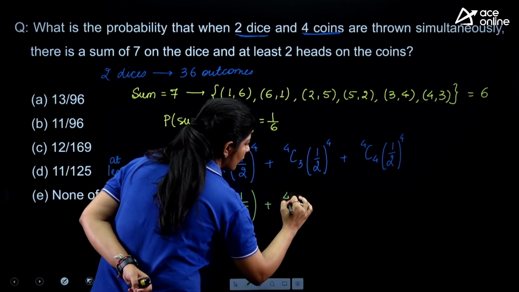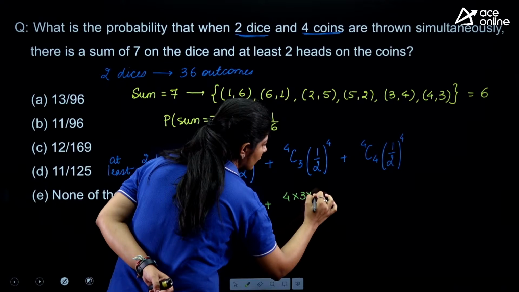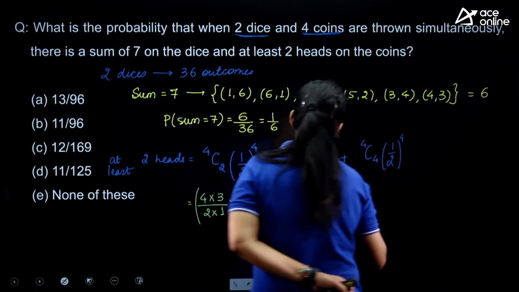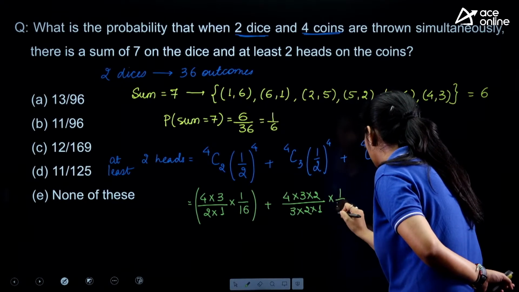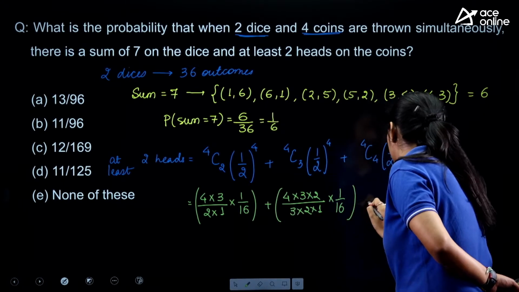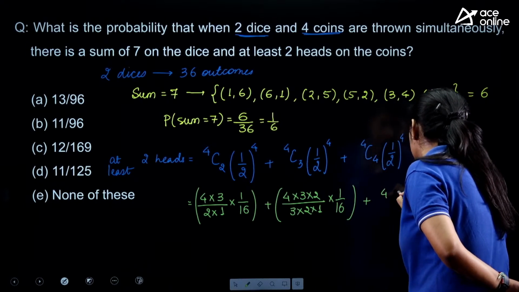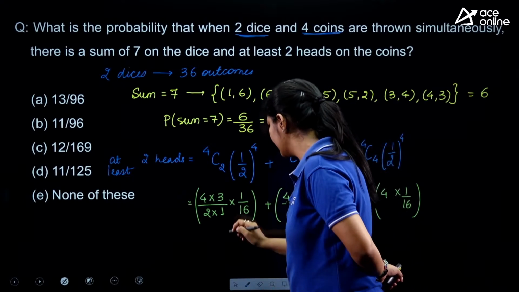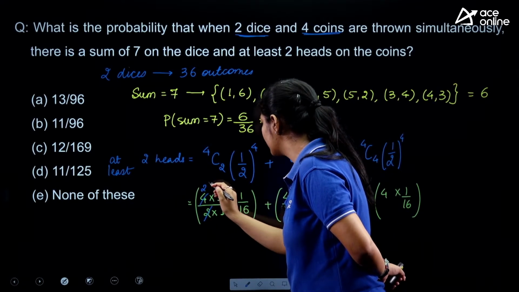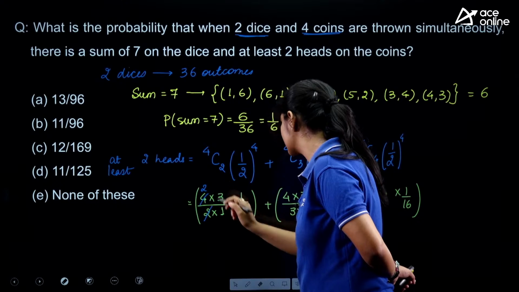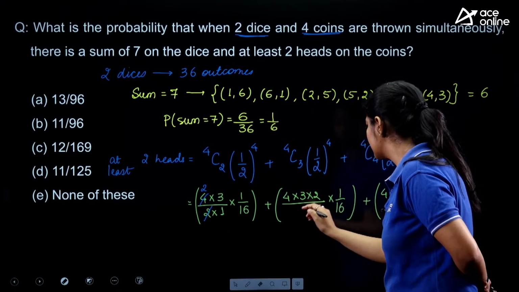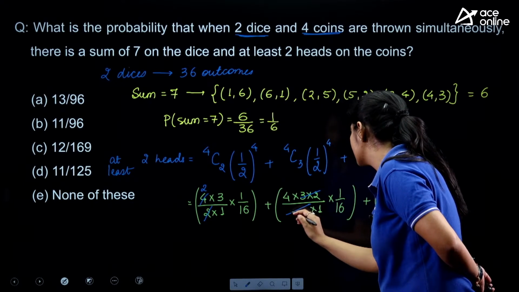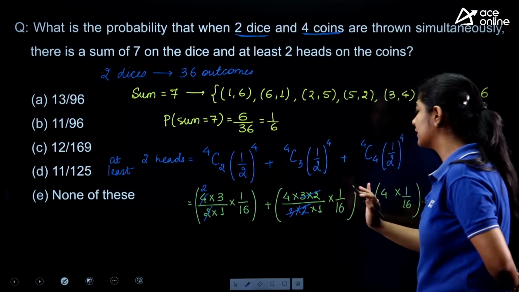Plus here 4 into 3 into 2 divided by 3 into 2 into 1, and here again we need to multiply 1 by 16, plus 4 into 1 by 16. This is what I need to add, right? So here we are getting 2, put it at 16 only, right? Here these 2 are eliminated with these one, right? Put it like 16 only.